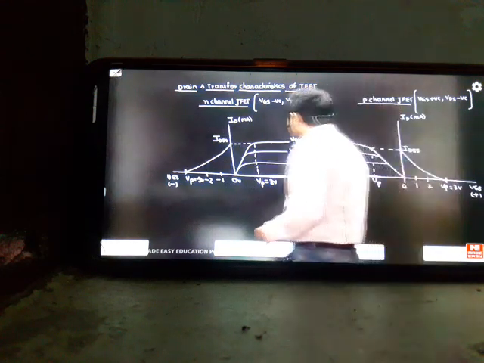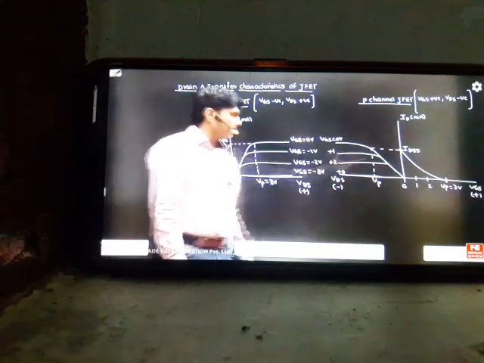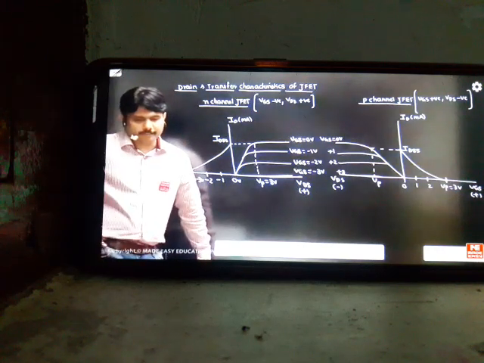So can you see the story of the graphs? How the graphs are coming, just visualize the graphs. The same graphs, we are seeing just like a mirror image in the opposite manner, because we are studying the polarities in opposite manner there. So one is for n-channel, one is for p-channel.